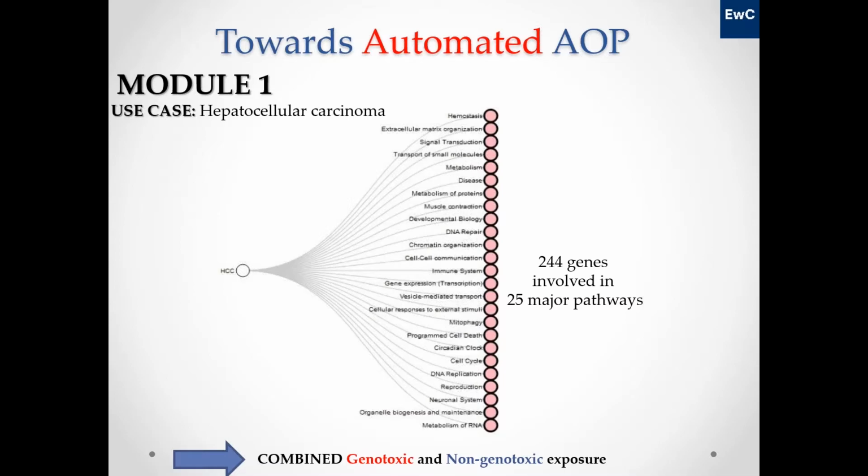So we could only filter for hepatocellular carcinoma. The terminologies for disease we take from the dictionary present in the Comparative Toxicogenomics Database. What we ended up with is around 250 genes involved in 25 major pathways, and this is combined genotoxic and non-genotoxic exposure. As you can see, it's quite a general outcome, I must say, so it's difficult to say which one is more important than the other.